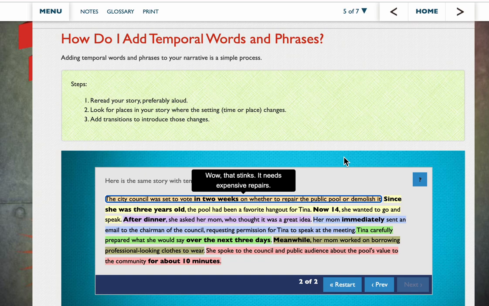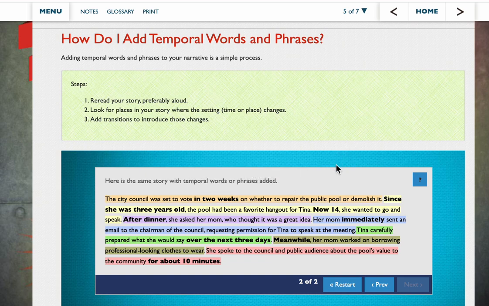The city council was set to vote in 2 weeks on whether to repair the public pool or demolish it. Since she was 3 years old, the pool had been a favorite hangout for Tina. Now 14, she wanted to go and speak. After dinner, she asked her mom, who thought it was a great idea. Her mom immediately sent an email to the chairman of the council requesting permission for Tina to speak at the meeting. Tina carefully prepared what she would say over the next 3 days. Meanwhile, her mom worked on borrowing professional-looking clothes to wear. She spoke to the council and public audience about the pool's value to the community for about 10 minutes.